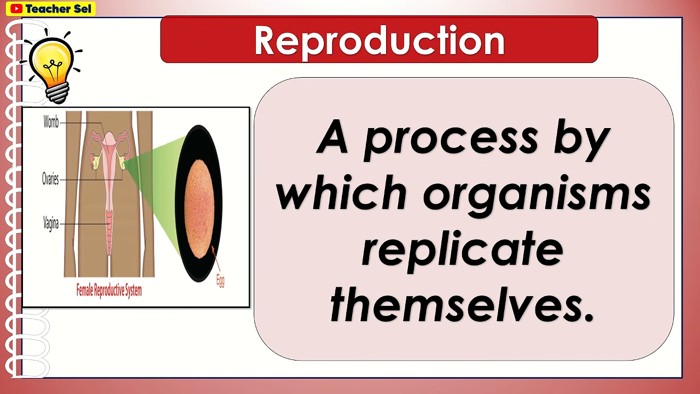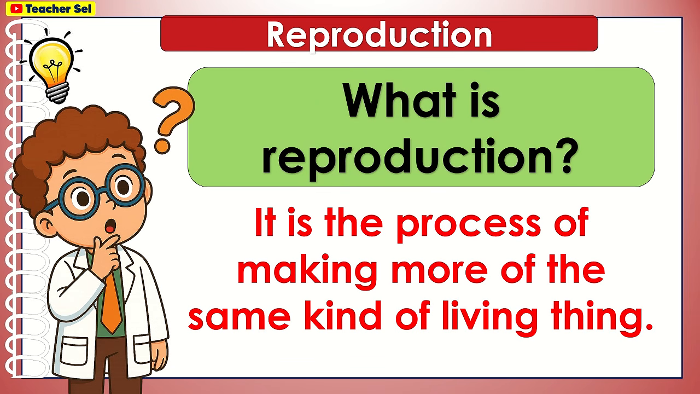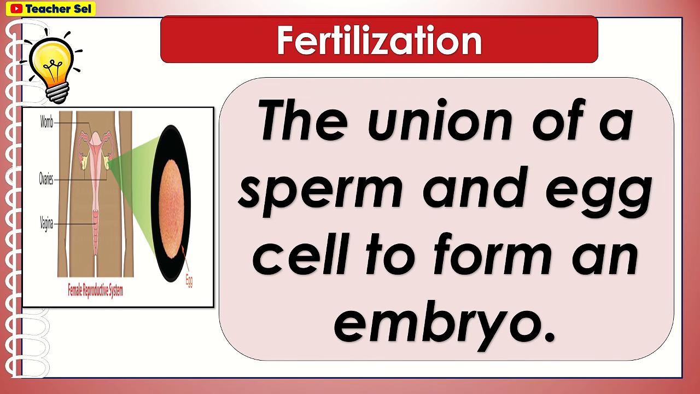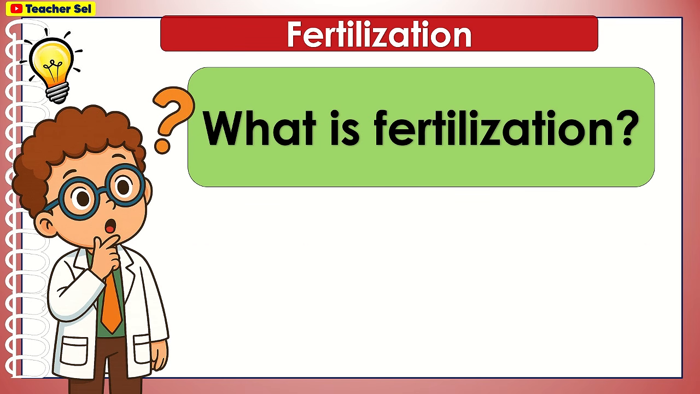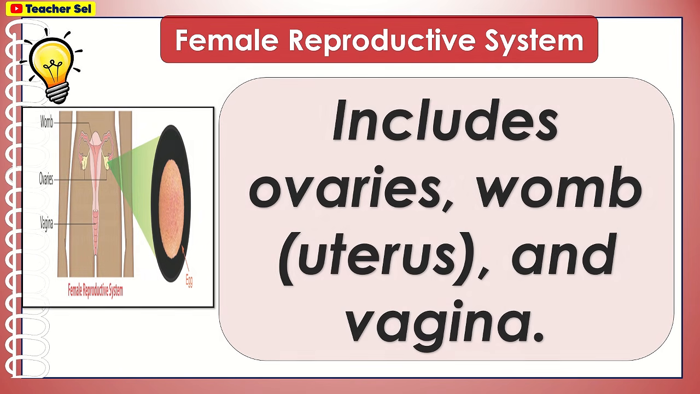Reproduction. It is a process by which organisms replicate themselves. What is reproduction? It is the process of making more of the same kind of living thing. Fertilization, the union of a sperm and egg cell to form an embryo. What is fertilization? It is when a sperm and egg join together to start a new life. Female reproductive system includes ovaries, womb, uterus, and vagina.